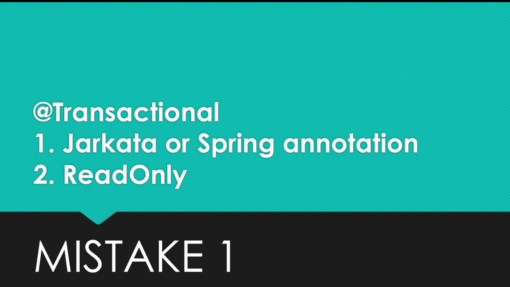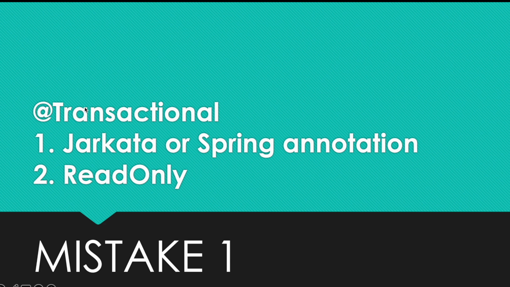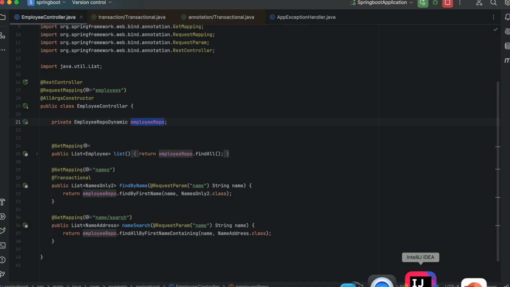So the first mistake I want to talk about is regarding the transactional annotation. I'm just going to go in code. This transactional annotation, before I go into code, is provided by Spring, and it's also there in Java EE or Jakarta EE. So we're just going to see that quickly.